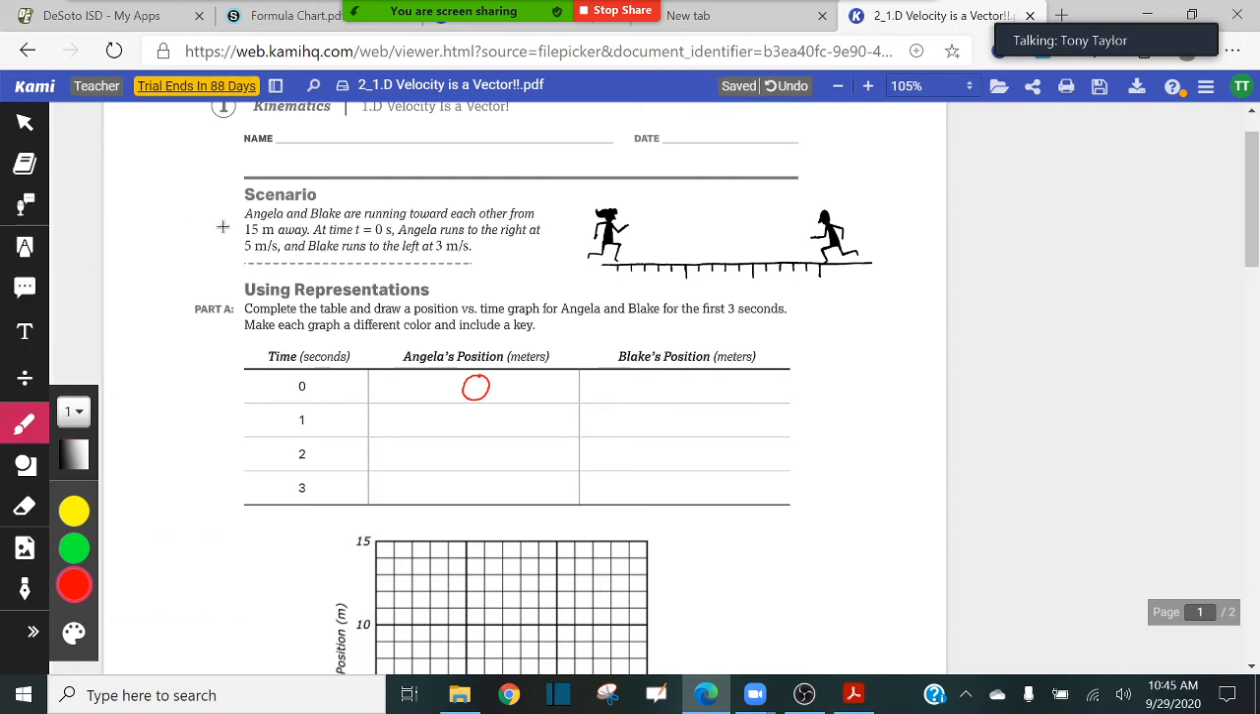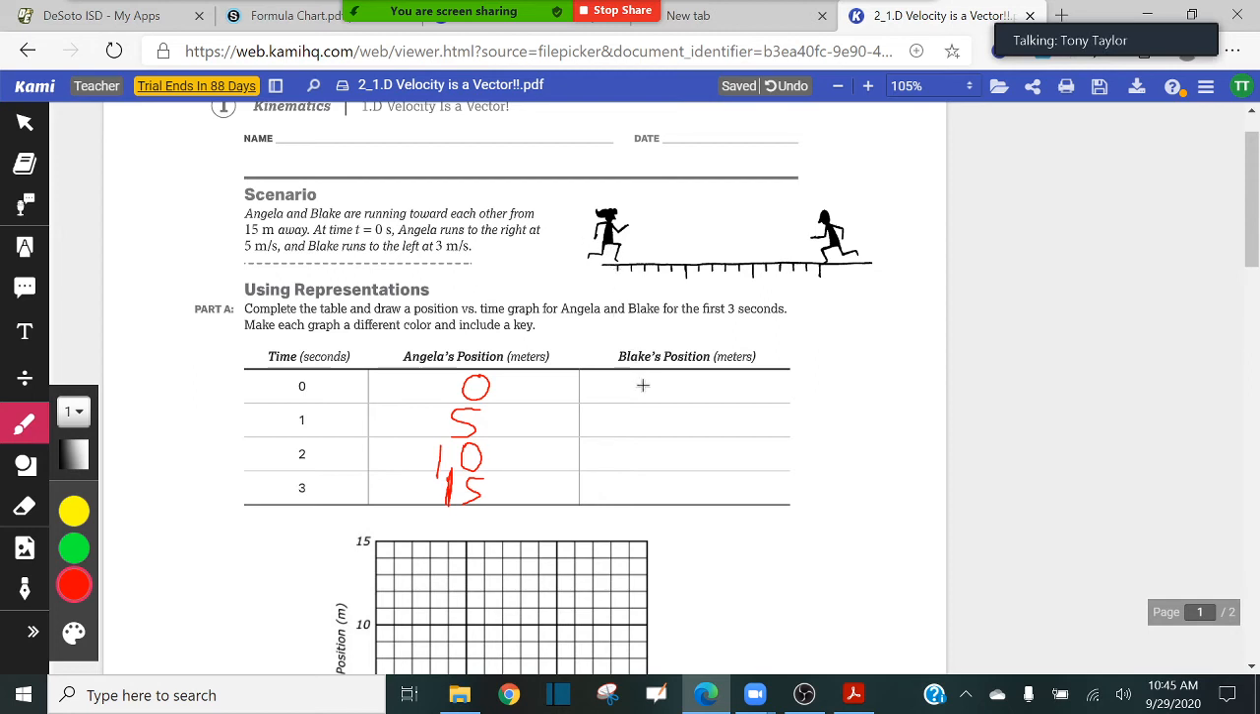Okay. Someone tell me, if Angela is moving at 5 meters per second, where will be her position after 1 second? That's obvious. It's going to be at 5. Yeah. All right. Someone tell me, what is her position after 2 seconds? 10. Yeah, 10 meters. And her position after 3 seconds is obviously 15. Exactly.